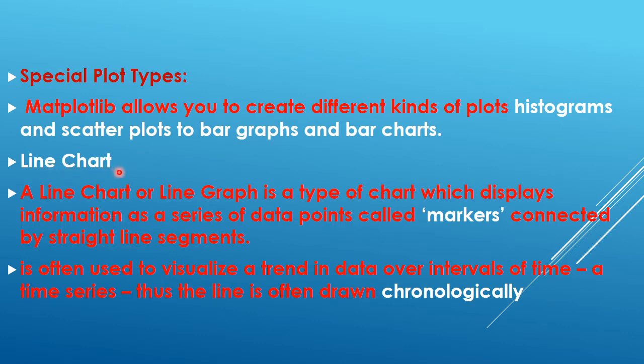Which one is a line chart? A line chart, which we can also call a line graph, is a type of chart which displays the information as a series of data points. The given points are called markers. They are connected by straight lines. It is often used to visualize the trend in data, where the line is often drawn chronologically.